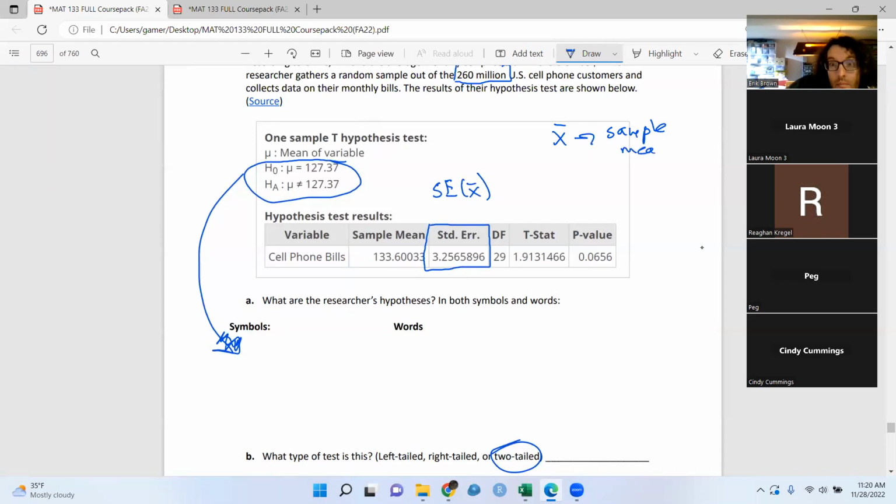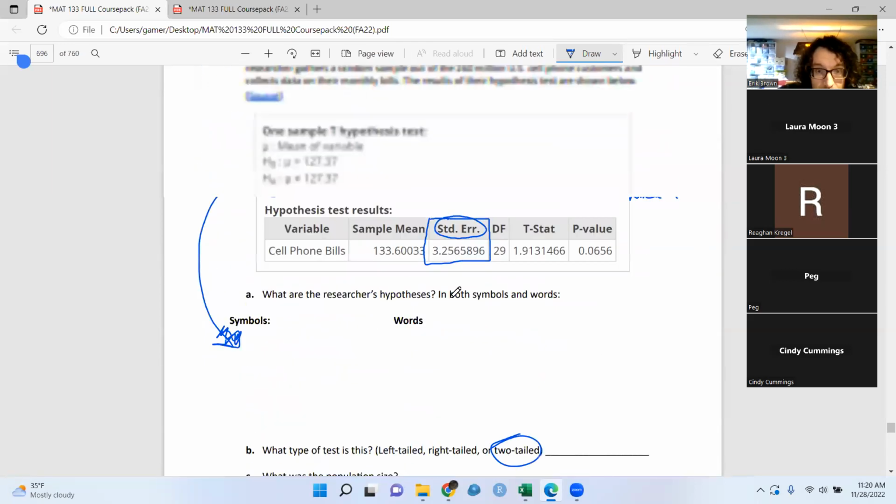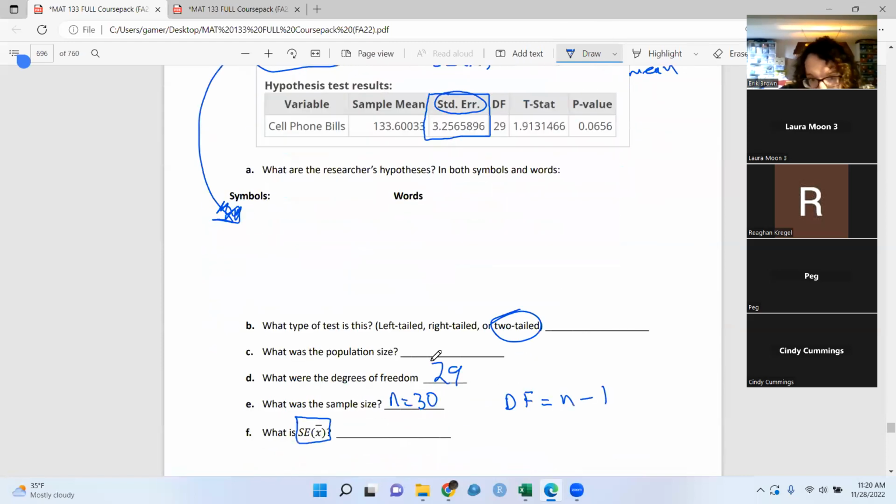There's a formula for this. This is like the sample standard deviation divided by the square root of n, but you don't even need that because we handed it to you. StatCrunch gives you the standard error. So in this case, all we wanted you to do is recognize that this meant the standard error of the sample means, which is the 3.256, blah, blah, blah.